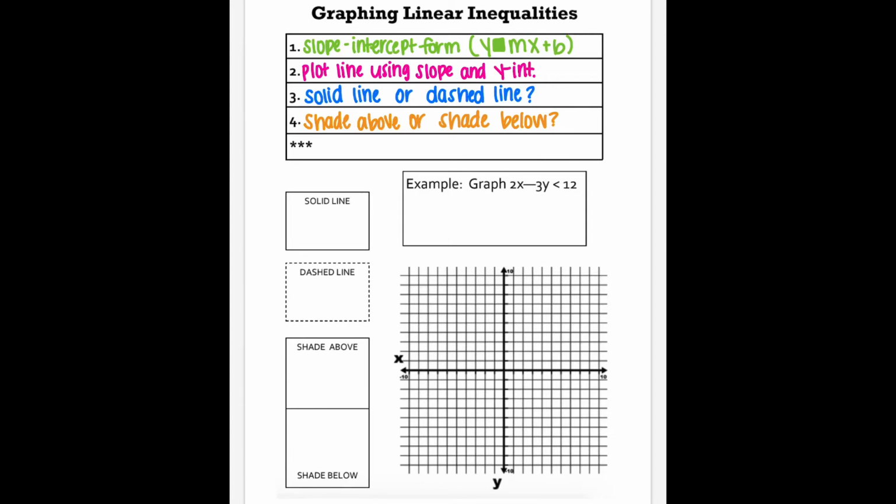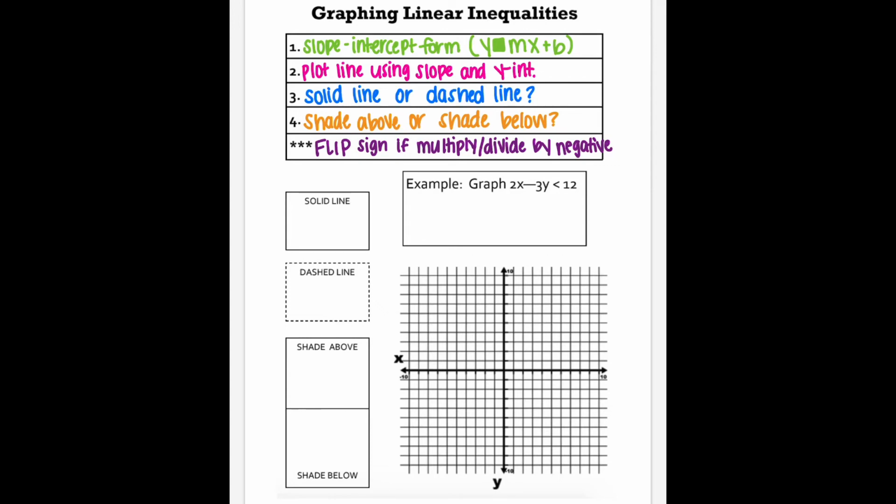Finally, I have a reminder in this last box for you, because when you've done inequalities before, you might have forgotten this part: when you're getting your line into slope-intercept form, like y equals mx plus b, if you divide by a negative number or multiply by a negative number, you have to flip the inequality sign. Okay? So we'll walk through this example together.